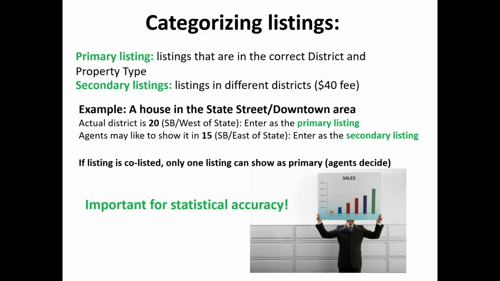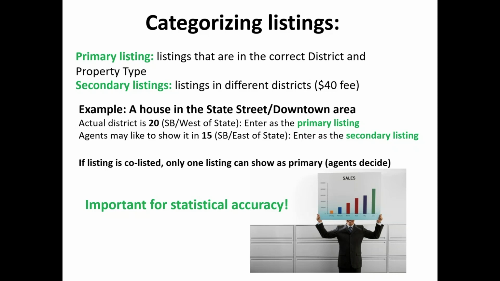If it's a co-listing where it's 2 agents that have listed the same property because it's a divorce maybe and the husband and wife can't decide on anything, including which agent to use, and so they have 2 agents from different companies listing one property, that should only be 1 entry. That's not the purpose of a secondary listing. And it's important for statistical accuracy that you make sure that it gets marked as a secondary, because otherwise we're going to show that 2 houses sold instead of 1. So this is a test question also.